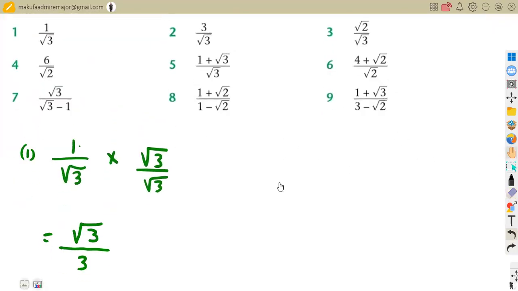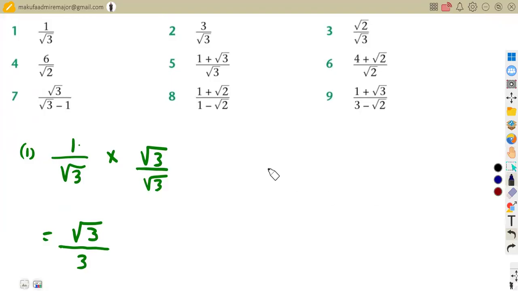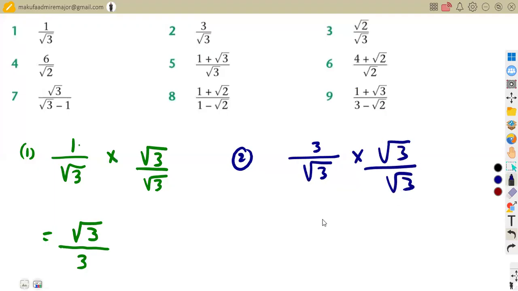So this is going to apply even if you check on number 2, it's one and the same thing that we are given there. 3 over the square root of 3. So you're just going to multiply by the square root of 3 over the square root of 3. So if we multiply 3 times the square root of 3, it gives us 3 square root of 3. Just like 3 times x gives us 3x.